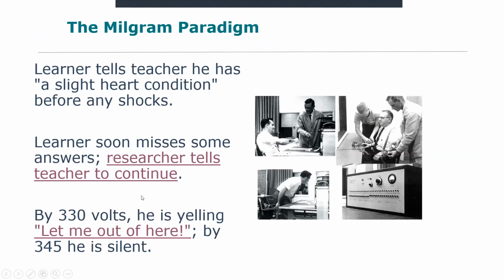Okay, so the Confederate, the learner, he's clearly letting it be known that he does not want to continue. He wants to be let out. You hear him yell out after he gets shocked.